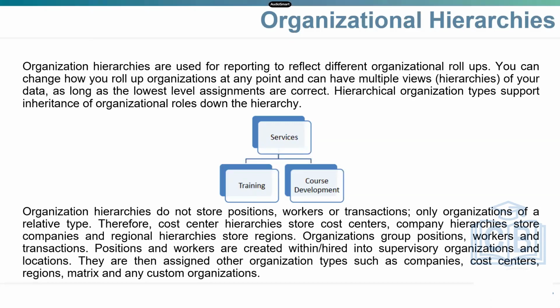So organization hierarchies do not store positions, workers, or transactions, only organizations of a relative type. Therefore, cost center hierarchy stores cost centers, company hierarchy stores companies, and regional hierarchy stores regions. Organizations group positions, workers, and transactions.